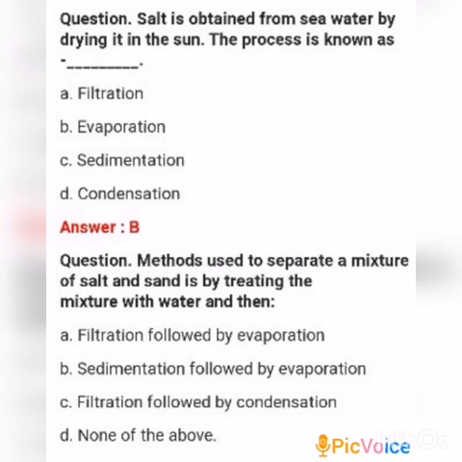The next question. The method used to separate a mixture of salt and sand is by treating the mixture with water and then: A, filtration followed by evaporation, B, sedimentation followed by evaporation, C, filtration followed by condensation, D, none of the above. The answer is filtration followed by evaporation.